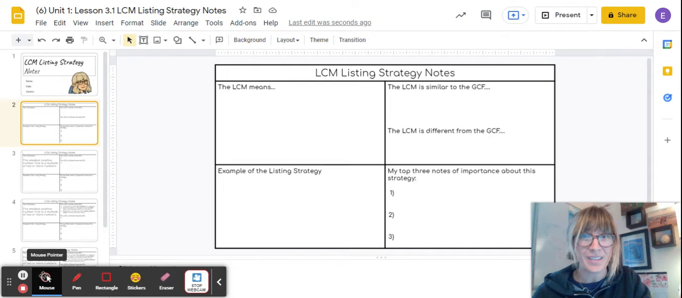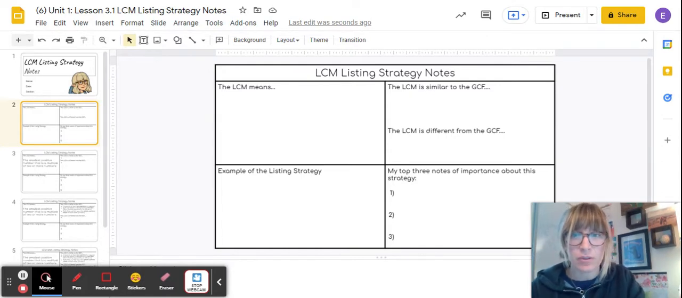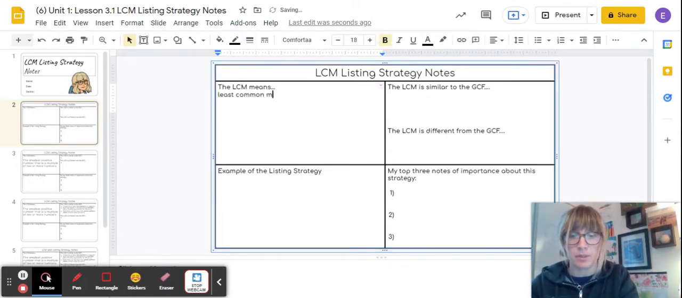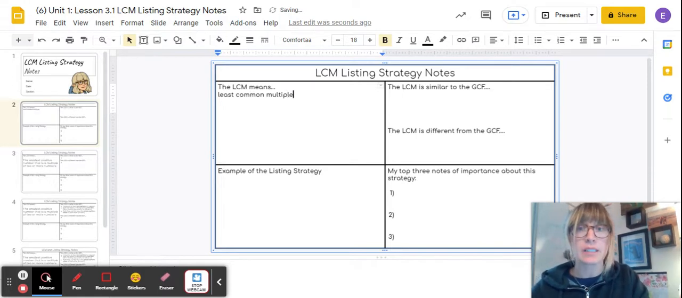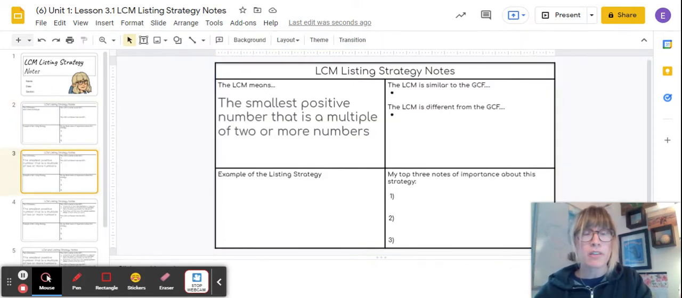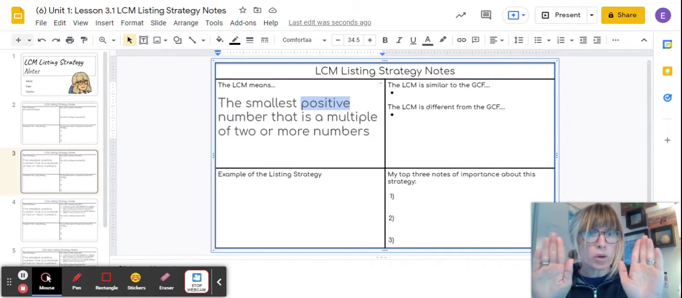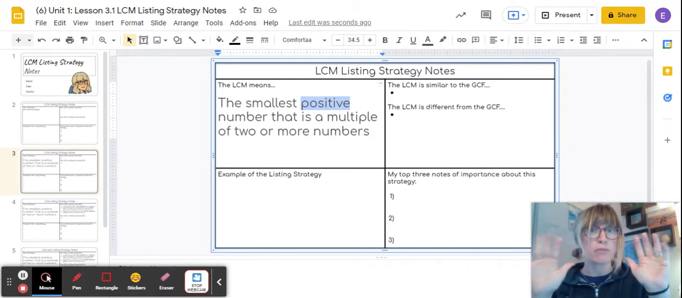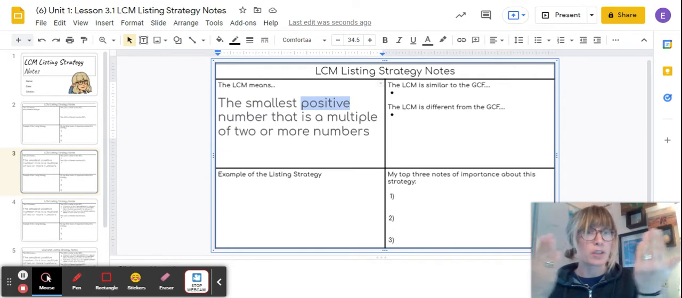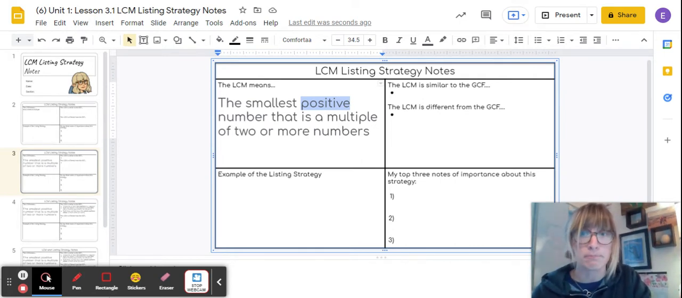Hi guys, so we're going to be thinking here about the LCM, which is an acronym that stands for the least common multiple. Another way of thinking about it is it's the smallest positive number that is a multiple of two or more numbers. So if you have the number 3 and the number 4, if you count by threes and you count by fours, we want to know what is the first number that they'll share, that's a multiple of both of them.